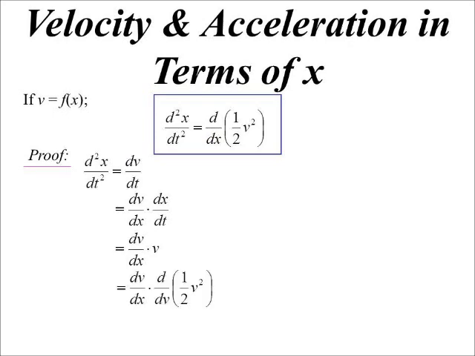Velocity I can rewrite as the derivative of a half v squared with respect to v. If you differentiate a half v squared, you would get v. But now the dv's cancel, and there's our formula, d/dx of a half v squared. So acceleration can be written as d/dx of a half v squared.